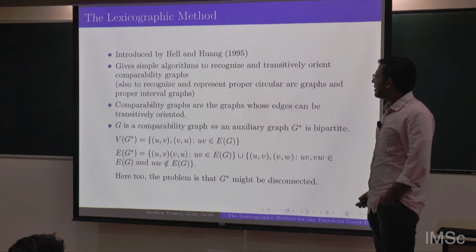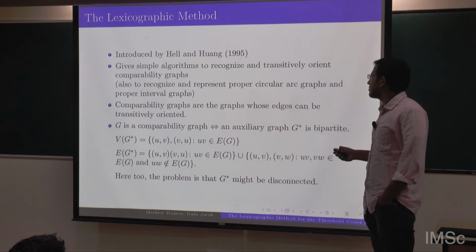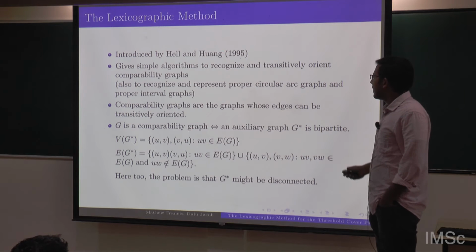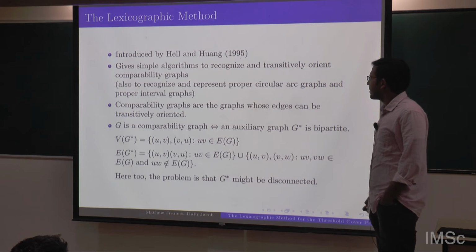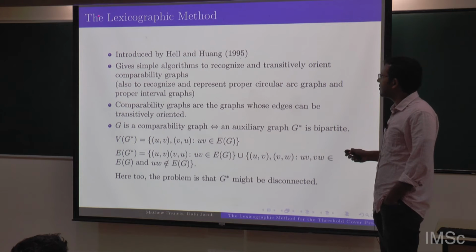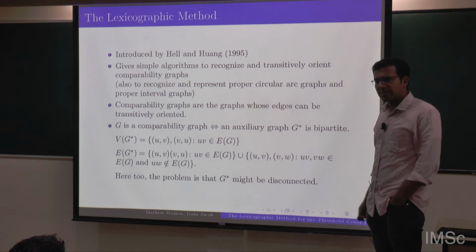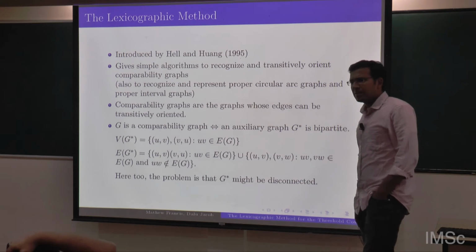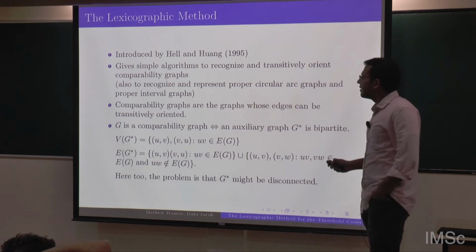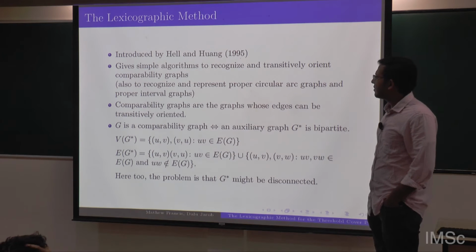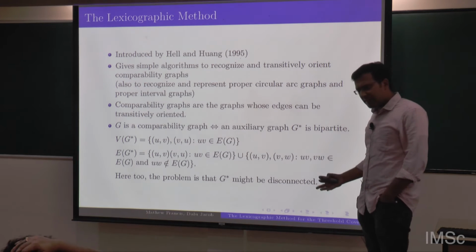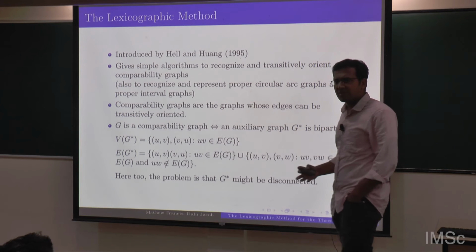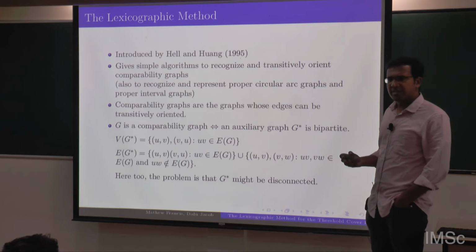So then Pavol and Jing Huang in '95, in a JGT paper, introduced something called the lexicographic method. Okay, and they showed that this is a simple technique which can really simplify some complicated proofs which involve generating representations of graphs.